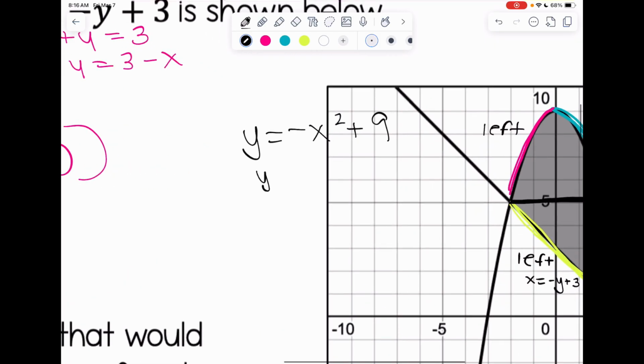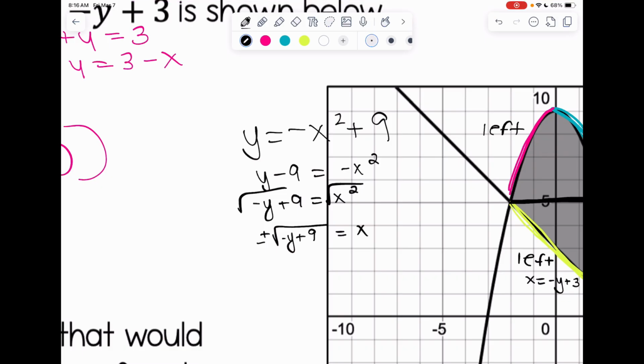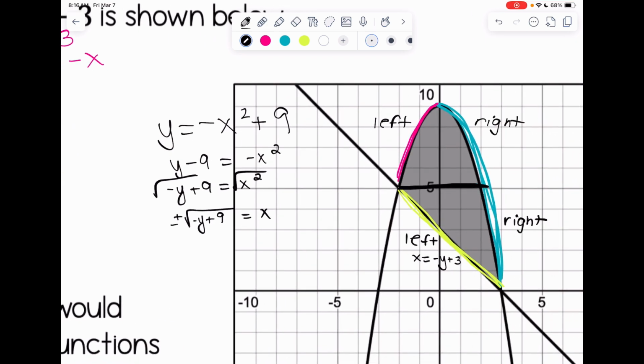So I'm going to subtract the 9 over. I'm going to divide out that negative, and I'm going to take the square root. When I do that, I'm going to get plus or minus the square root of negative y plus 9, or you could have 9 minus y, is equal to x. So if I go over to my graph, the positive version is what we have in blue here. The negative version is what we have in pink. And now we can use that to set up our integrals.